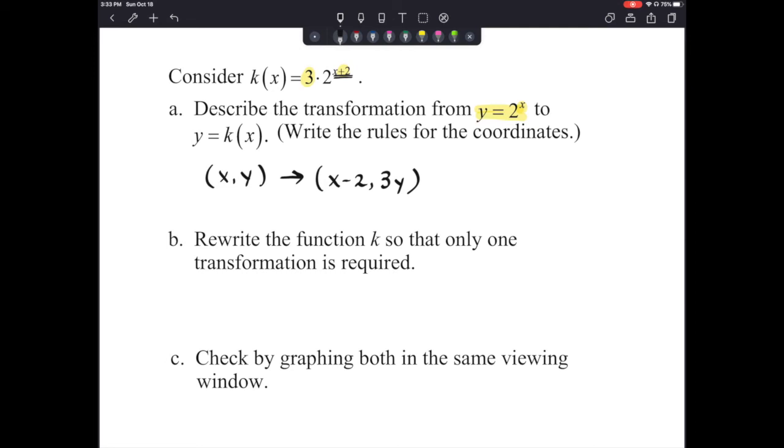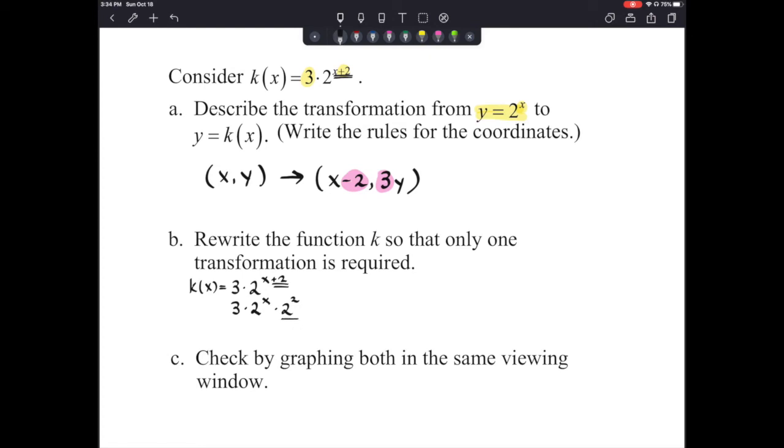Then it asks us to rewrite the function k so that there's only one transformation required. What does that mean? Well, you look up here, we're applying 2 different transformations. They want us to break it down so it's just one. So let's use what we did in the previous slide, where we have k of x equal to 3 times 2 to the power of x plus 2. Let's break this apart. So we have 3 times 2 to the power of x. And remember, this plus 2 comes from multiplying it times another 2 to the second power.